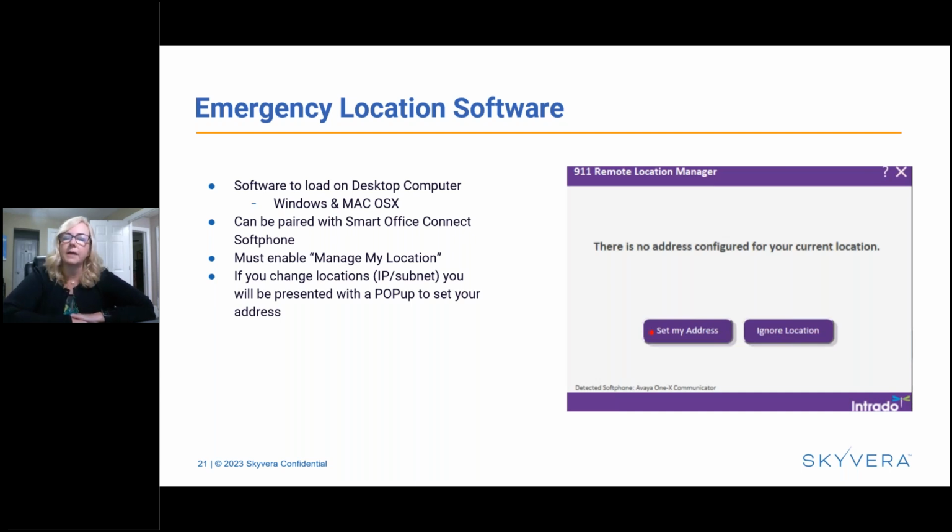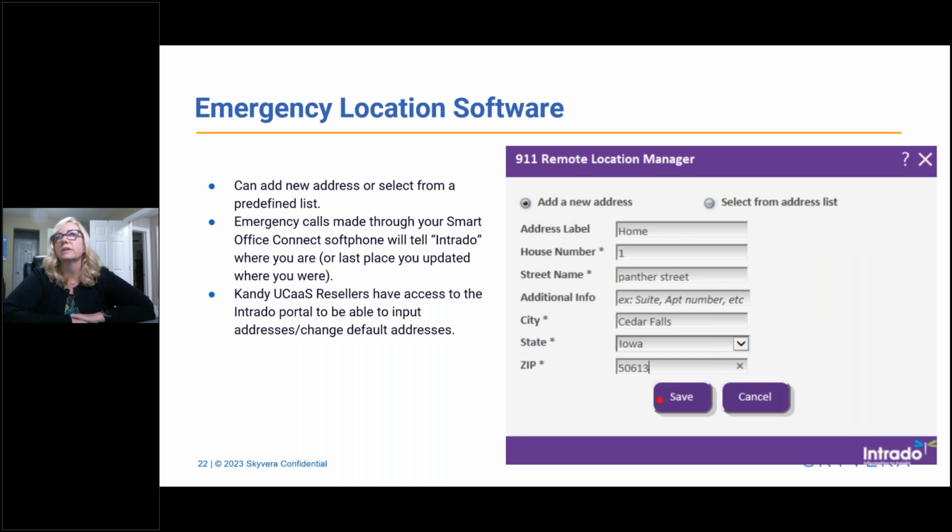If you go to the next slide, the user can go in and say, oh, this is a new address, or select from a list that you've already got there, and they can save it. Then any 911 calls or emergency calls will basically tell Intrado, when you update this, that you're in this new location. If you don't update it or you ignore it, it's going to use the last place that you updated.